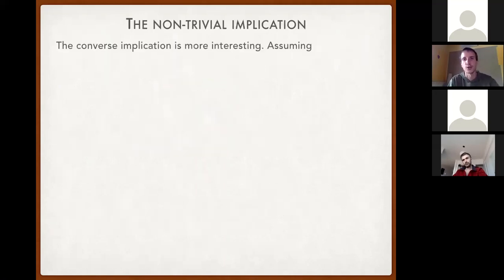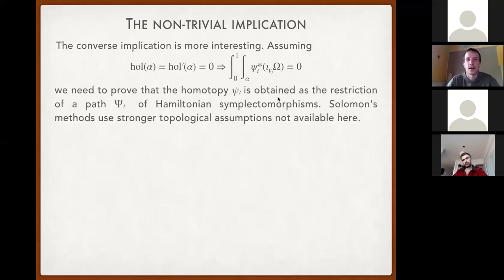The other implication is more interesting, because we have to do something different here. We have to assume that the holonomy of PL and PL prime are both trivial, and we must show that this integral is 0 for a certain psi_t. Sorry, what am I saying? Sorry, by the formula, I completely messed up. By the formula I gave in the previous slide, this thing is 0. Sorry.